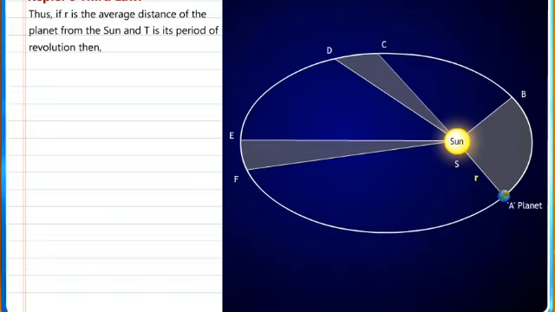Now see here, if r is the average distance of the planet from the sun and T is its period of revolution, then T squared is directly proportional to r cubed. That is, T squared upon r cubed equals a constant, and that constant we are considering as k.